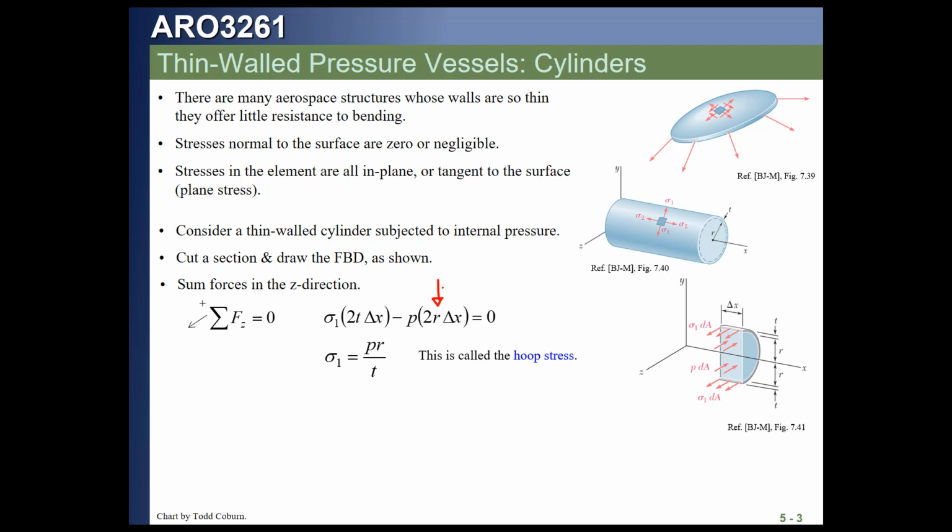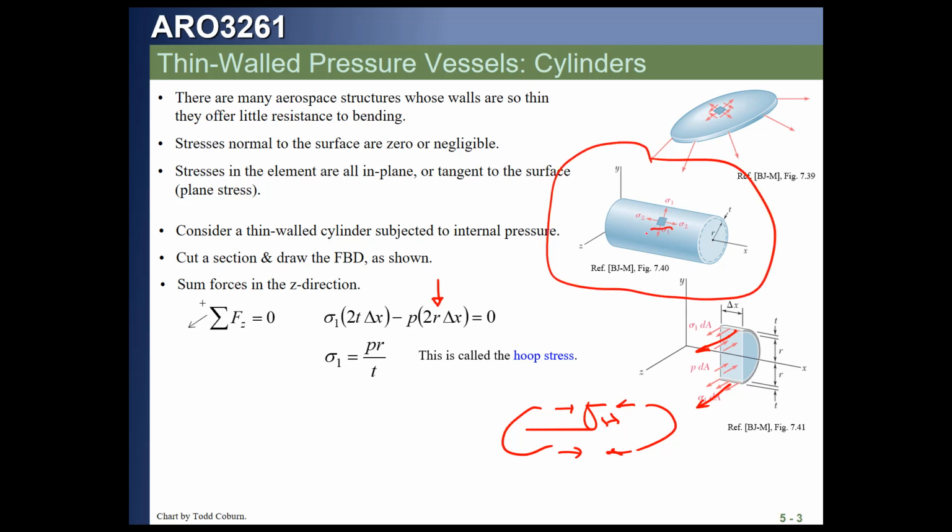Okay? So if you picture this cylinder and it's being held together, this hoop stress is the one that holds it together like this. If you have the two halves, it's the part that's pulling like this to hold it together. That's your sigma hoop. That's your hoop stress. It's really important to understand that. So in this picture, this sigma 1 is our sigma hoop, and it's PR over T. It's just the pressure times the radius over the thickness. You got that?